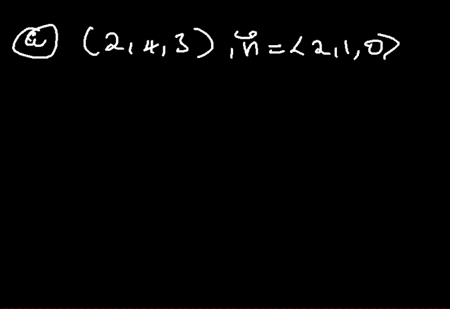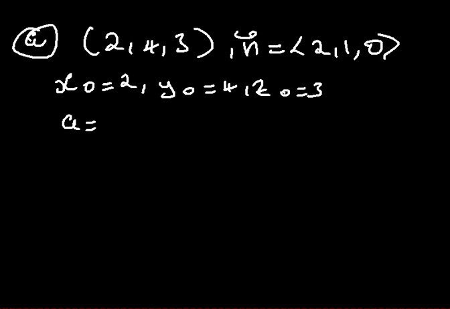So first, we have a single point, and the single point gives us x naught, that is 2, y naught, that is 4, and z naught, that is 3. And we have a normal vector that gives us the value of a, that is 2, b, that is 1, and c, that is given as L. Now we have to express the equation of a plane, and preferably let's express it in the form of a linear equation.